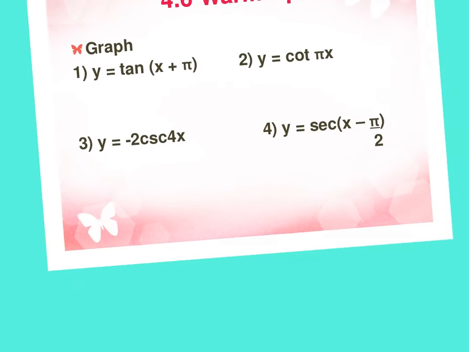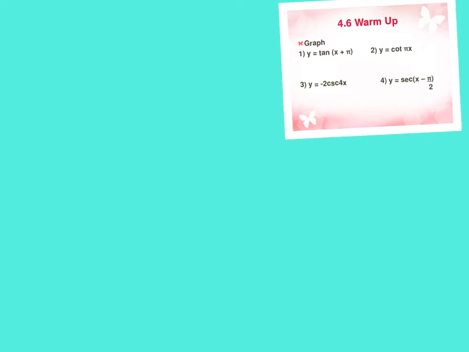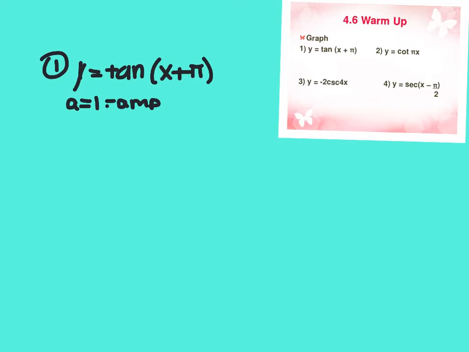All right, so I'm going to start with tangent. Tangent of x plus pi. So with tangent, we identify A in the same way. It's what's in front. So A would be 1, which is still the amplitude. The B is what's attached to the x, which is 1. The period for tangent is pi over B.